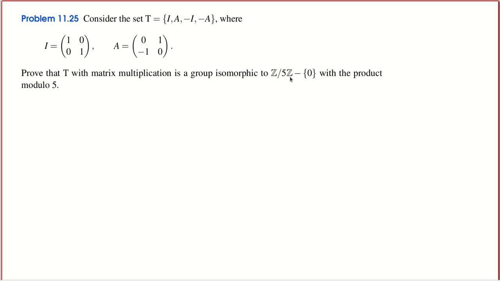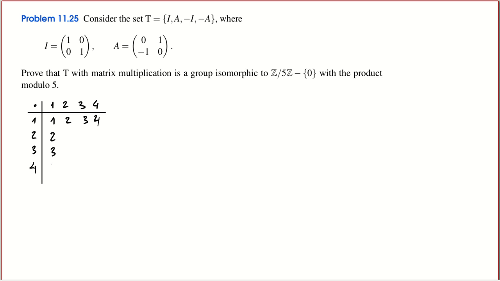The group of non-zero integers modulo 5 with product modulo 5. We know for a fact that this is a group. And actually the Cayley table of this is simply this. We have 1, 2, 3, and 4 here, and then 1, 2, 3, and 4. 1 is the neutral, so it's 1, 2, 3, and 4.